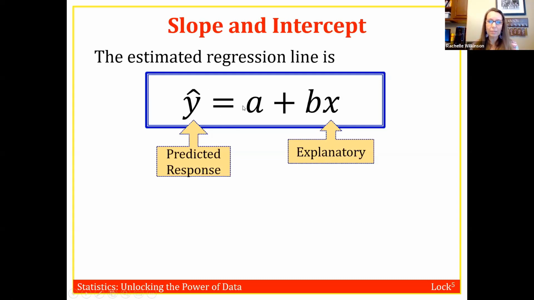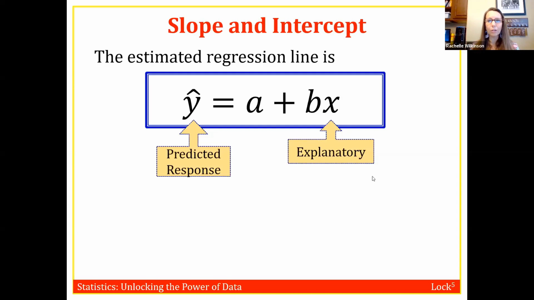Now, if you look at this model, a plus bx, it should look fairly familiar to you from back in algebra, only in algebra you use different letters. You didn't use a and b, you might have used m and b instead. So hopefully that looks a little bit familiar. It's basically just the slope-intercept form of the line. So in algebra, you probably said y equals mx plus b, and in statistics, we're going to say a plus bx. So the b actually represents different things in algebra than it does in statistics. So don't get those confused.